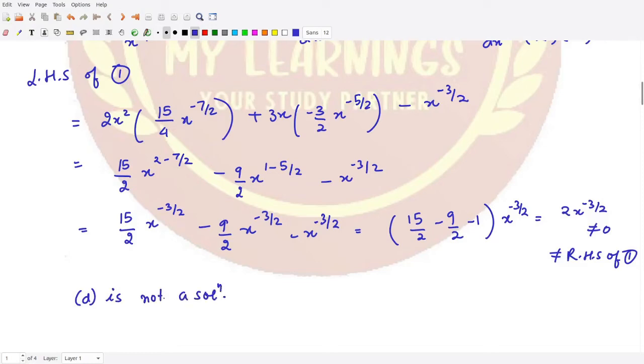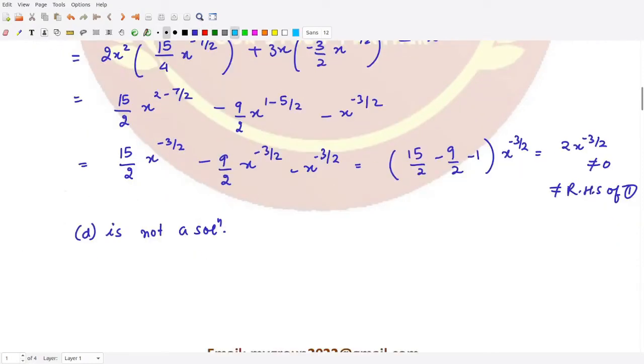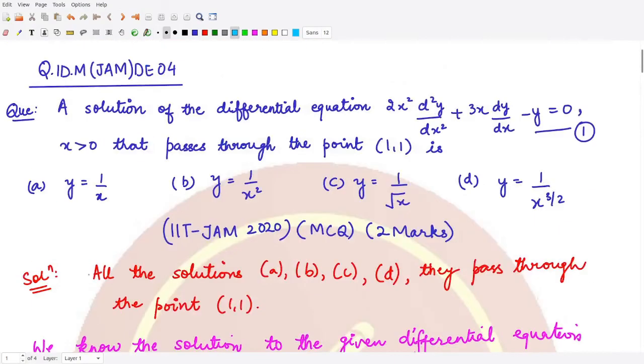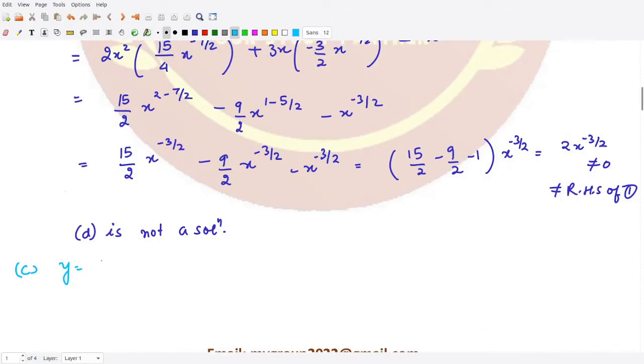In a similar manner, we could check our option C here. So what is option C? You see, option C is y is equal to 1 divided by square root of x, or you could write this to be x to the power minus 1 by 2. So let's compute the first derivative here. The first derivative would be minus 1 by 2 x to the power minus 3 by 2 here, and similarly you could compute the second derivative of this quantity.